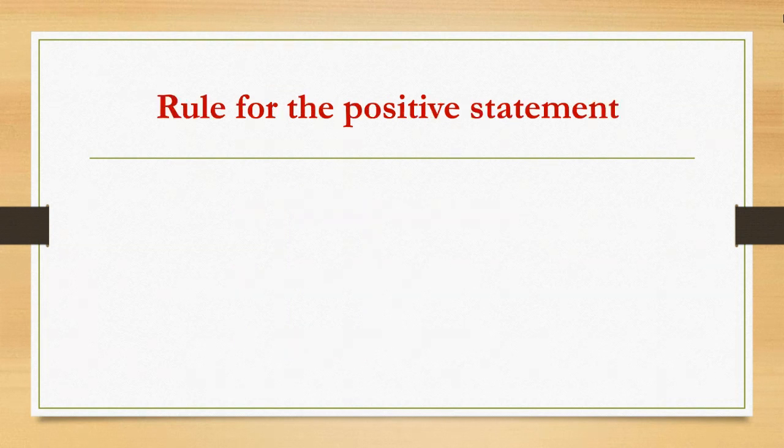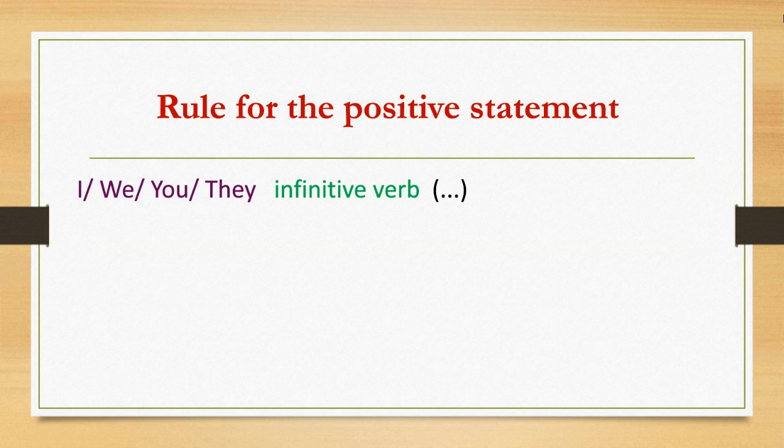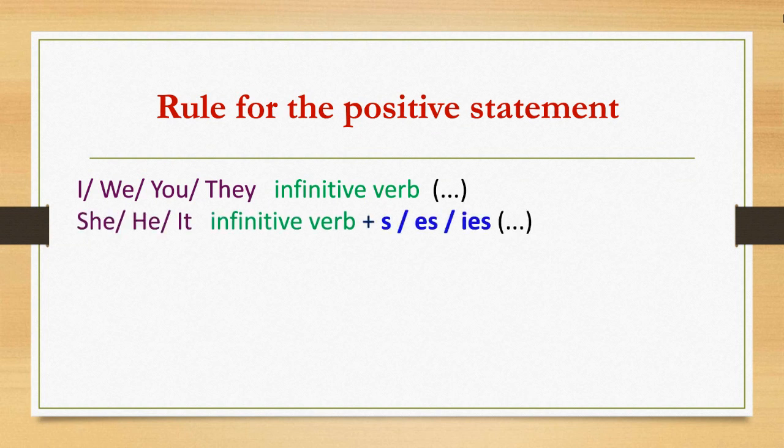So the rule for positive statements: we use with I, we, you, and they, the infinitive form of the verb, then the rest of the sentence. And with he, she, and it, we add an S or an ES or an IES to the infinitive form of the verb, then the rest of the sentence.